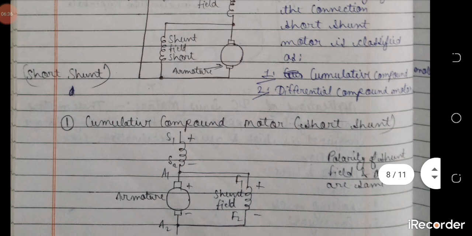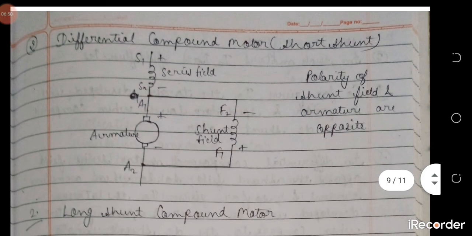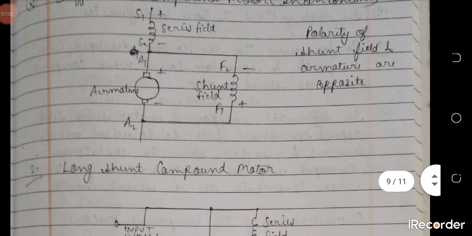Now first, cumulative compound motor, short shunt. This is the diagram of cumulative compound motor. In this, polarity of shunt field and armature are same. And in differential compound motor, short shunt, polarity of shunt field and armature are opposite. Here we can see that the position of F1 and F2 is also changed.